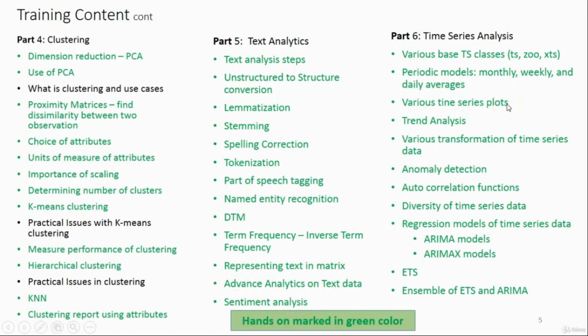And in part 6 we'll learn about time series analysis and various types of time series. It is the TS, ZOO, XTS, various models, and various types of plots. We'll do trend analysis. We'll do the various transformations, anomaly detection, autocorrelations, and we'll also learn ARIMA, ETS, and examples of ETS and ARIMA. These are the things we are going to learn. And in time series we will also touch Prophet, that is the Facebook Prophet.